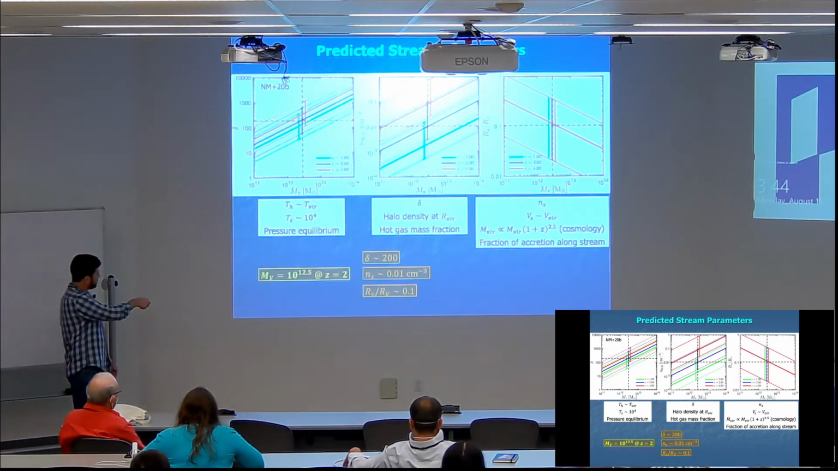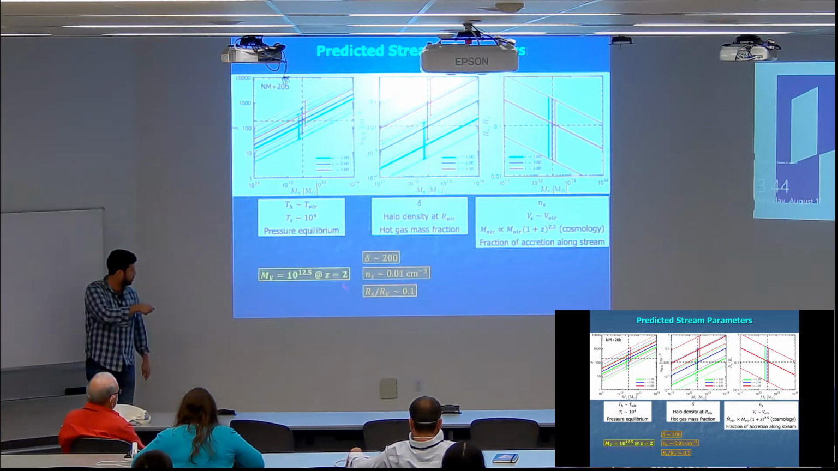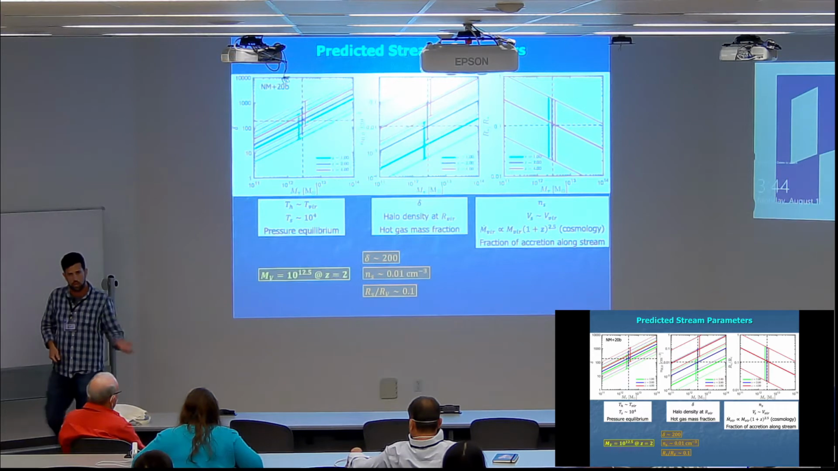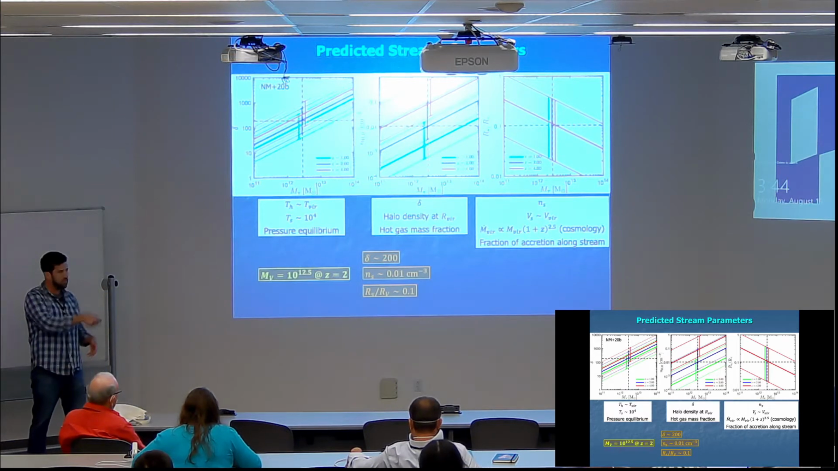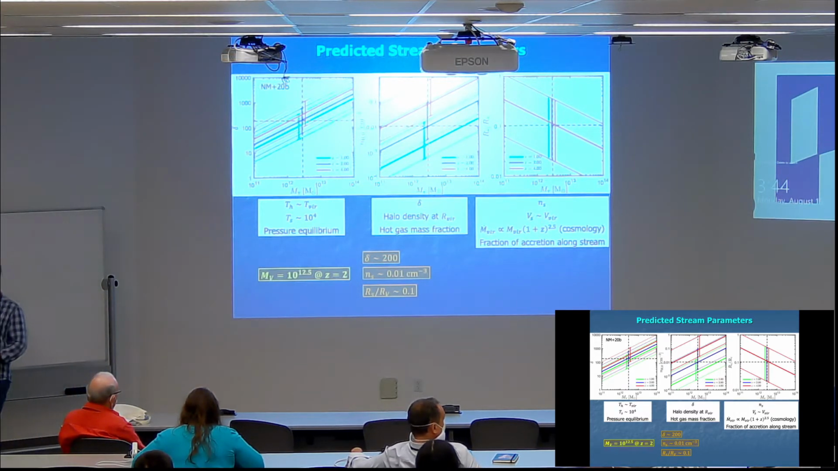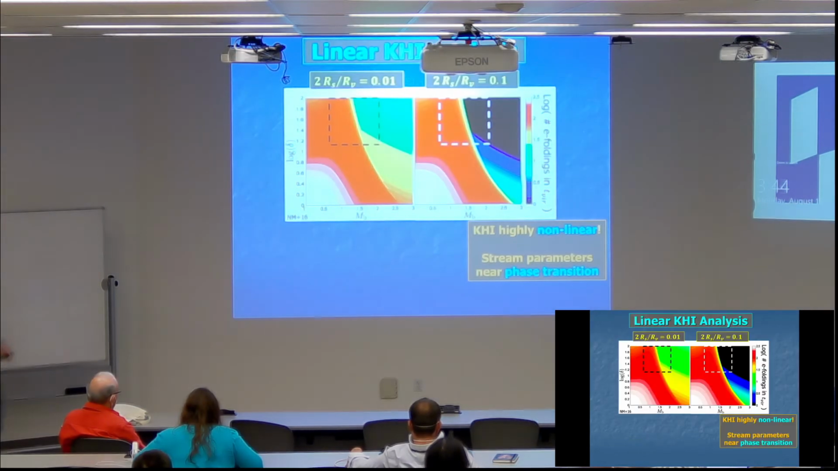Now, to be specific, take a halo of 3 times 10^12 at redshift 2. We're talking about a density contrast of order 200, a stream density of 10^-2 hydrogen atoms per cubic centimeter, and a stream radius that's about 10% of the virial radius. So these are kind of the numbers to keep in mind.